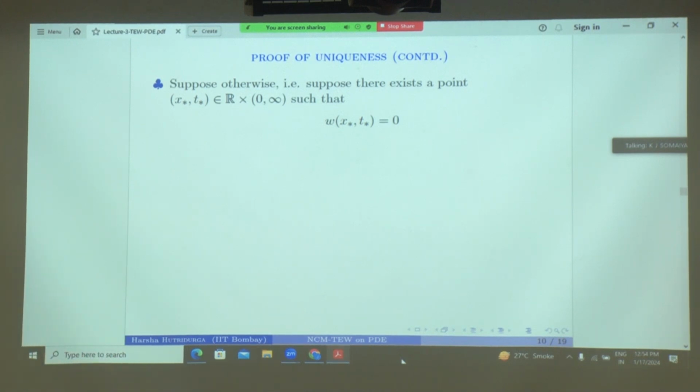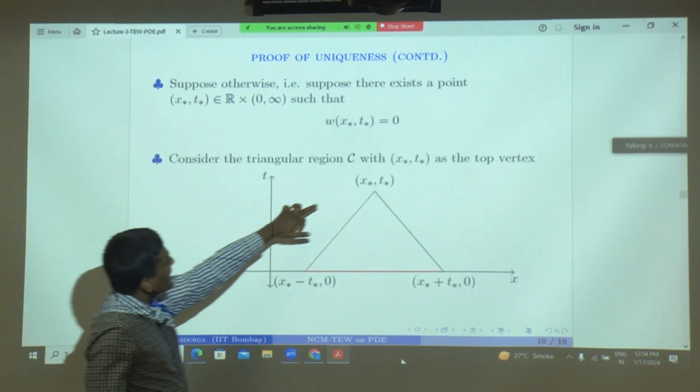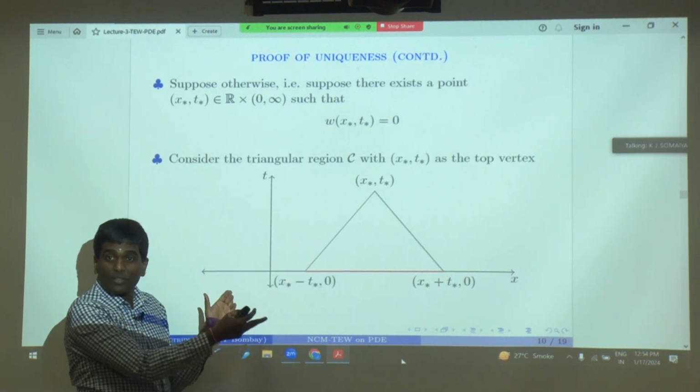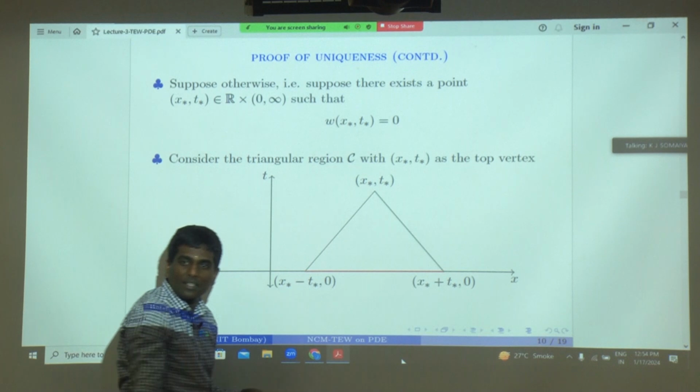So suppose there's a point where w is not equal to 0. And now what do you do? You pick that point x star, t star, and you take the triangle associated with that point. The triangle will have these two base vertices, x star minus t star and x star plus t star.